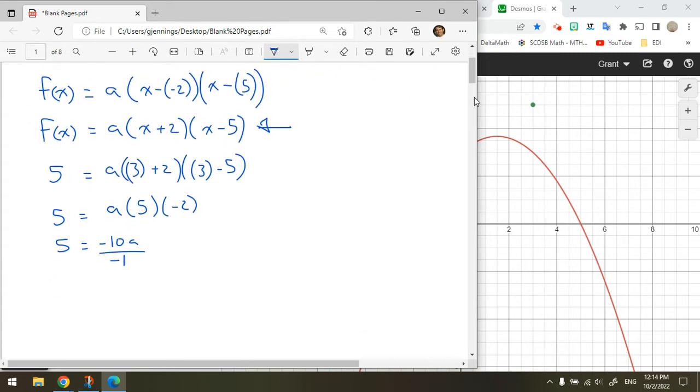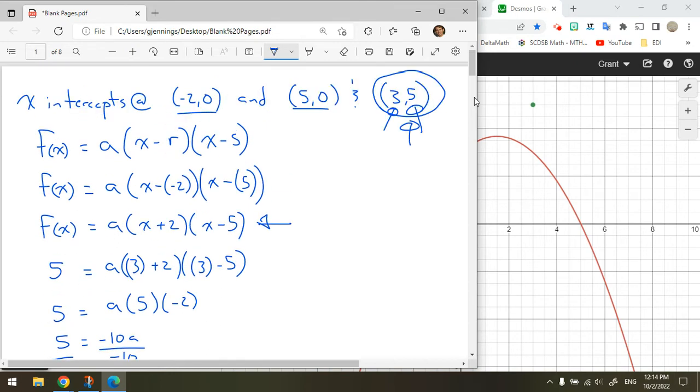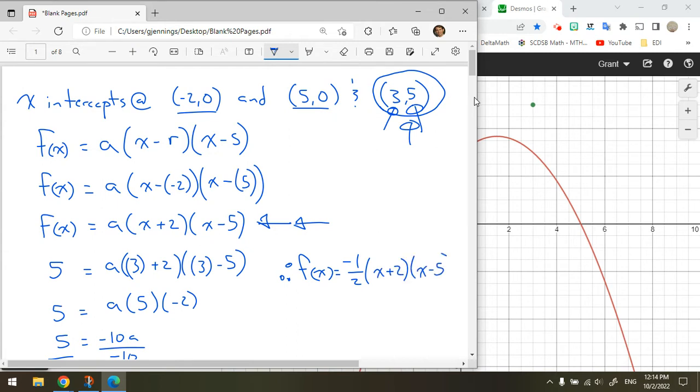Divide both sides by -10. And then you will get -1/2 is equal to a. So then we just put that in here. Therefore, f of x is equal to -1/2 times x plus 2 multiplied by x minus 5. Delightful. Okay, let's try the next one.